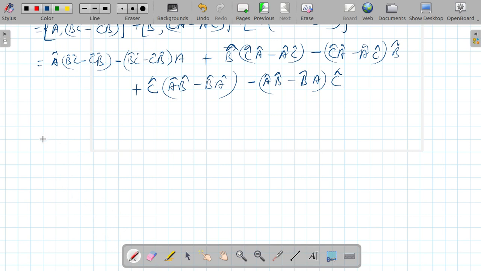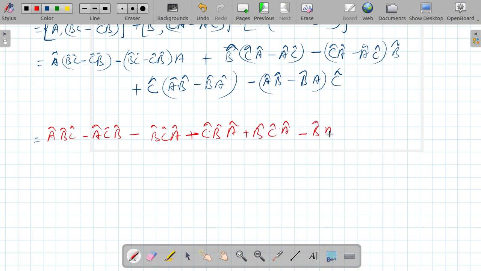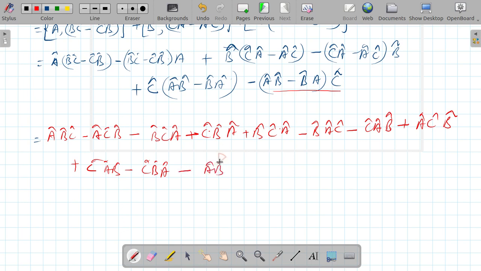So let us open all these. It is ABC minus ACB minus BCA plus CBA, plus BCA minus BAC minus CAB plus ACB, plus CAB minus CBA, and then minus ABC plus BAC.